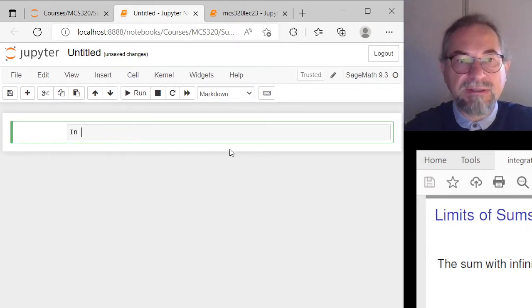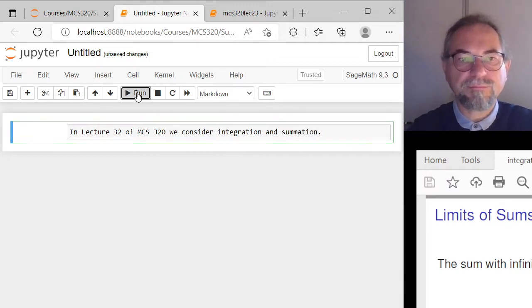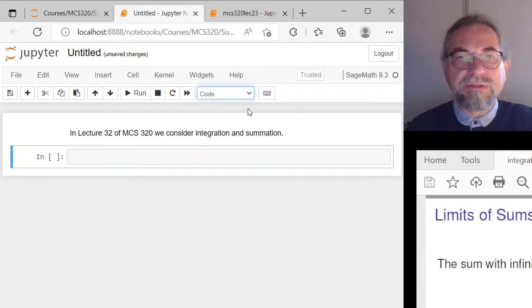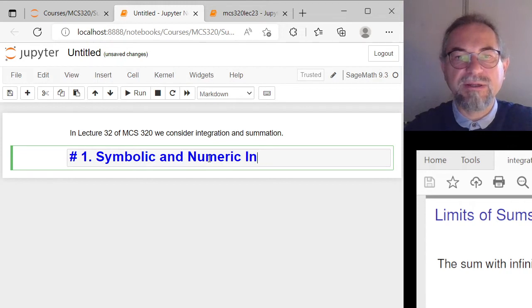So this is already our lecture 23, where we consider integration and summation. So we start by making the distinction between symbolic and numeric integration.